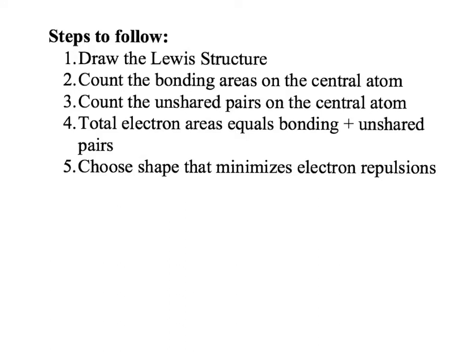So, how do we put this into action? Here are the steps to follow. You start off by drawing the Lewis dot diagram for your example. You identify on the central atom the bonding and non-bonding pairs. And once you get the total for that, that's going to determine the shape that you're going to have. The best way to start to become comfortable with the VSEPR model is to start working through some examples.